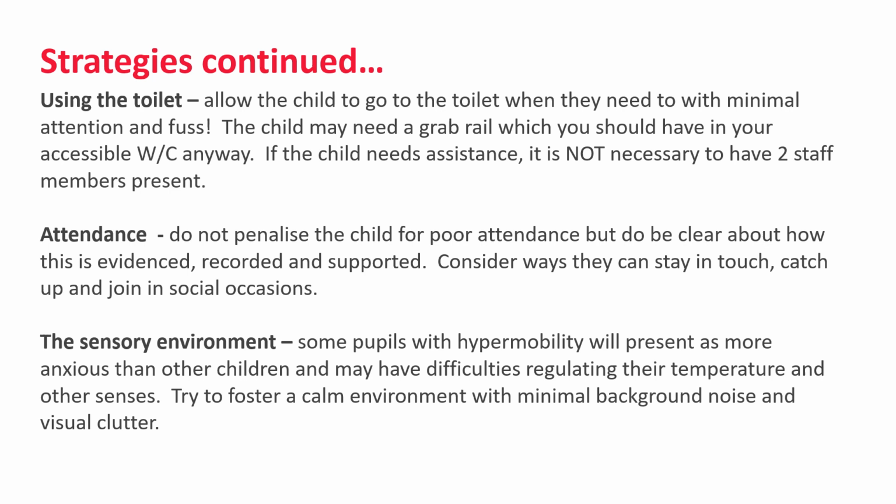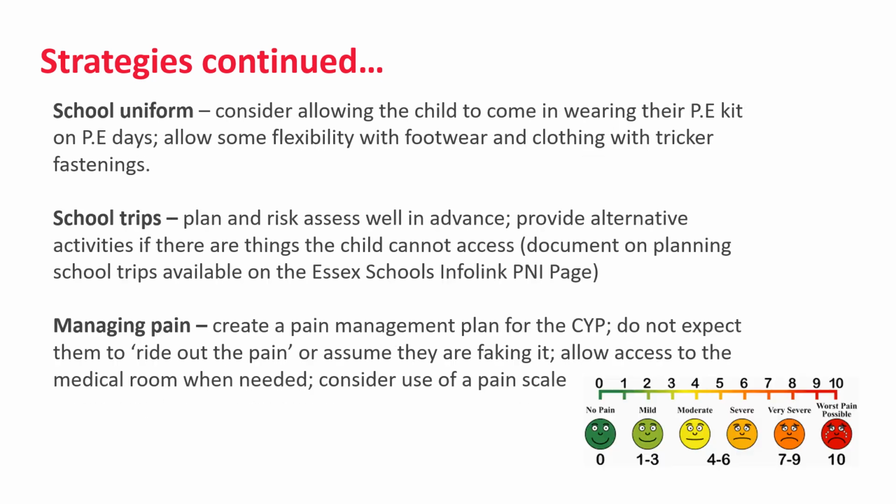The sensory environment. Some pupils with hypermobility will present as more anxious than other children and may have difficulties regulating their temperature and other senses. Try to foster a calm environment with minimal background noise and visual clutter. School uniform. Consider allowing the child to come in wearing their PE kit on PE days. Allow some flexibility with footwear and clothing with trickier fastenings.